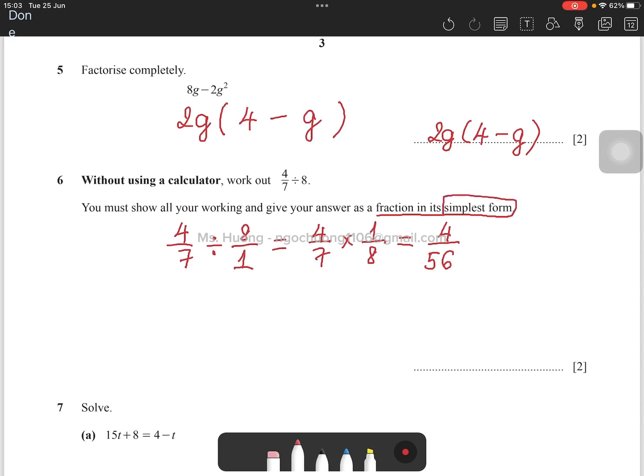So we have to simplify this fraction. 4 and 56 are both divisible by 4. 4 divided by 4 is 1. 56 divided by 4 is 14. So 1 over 14 is the final answer.